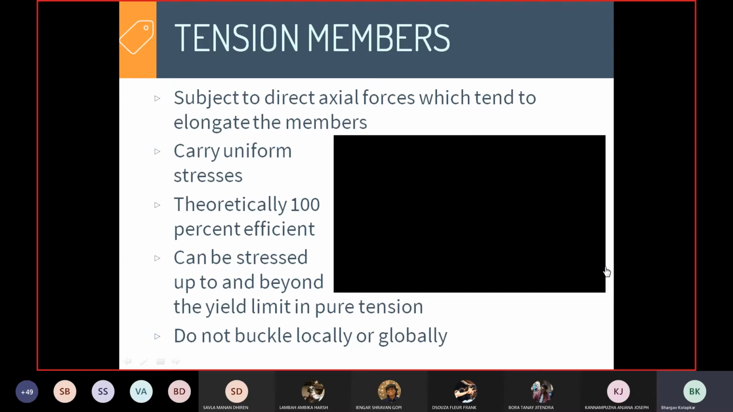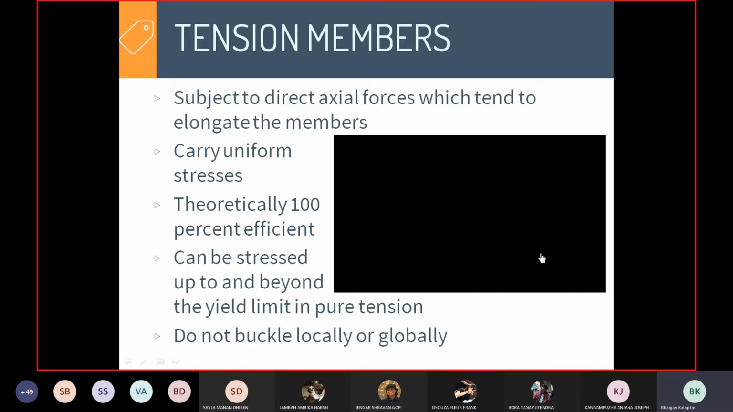So theoretically, these are 100% efficient, but practically, no, because in order to connect these members, if we happen to use bolts, then we are putting in bolt holes, because of which the gross area reduces to net area. There's a reduction in the area, which we look at, and how to calculate this area, we look at that as well. So that's why theoretically they are 100% efficient.